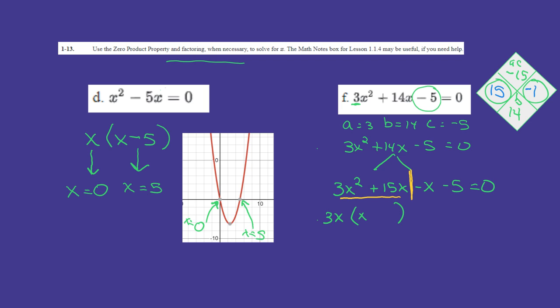Then I'm going to pull out a 5, or I'm going to have 5 left, because 3x times 5 equals 15x. So I have those 3. So I know what that is. So now I'm going to come over here. I'm going to factor the other half.